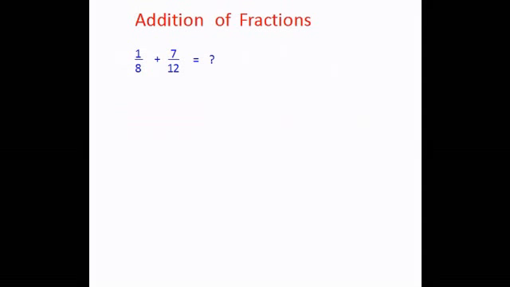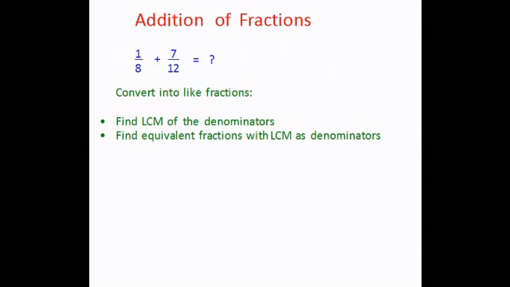Now we know how to add like fractions. So what can we do? We can convert these fractions into like fractions. Now how do we convert it? First we find the LCM of the denominators and then we find equivalent fractions of these fractions where the new denominator is the LCM of these denominators. Let's take a look at an example so we can understand it better.